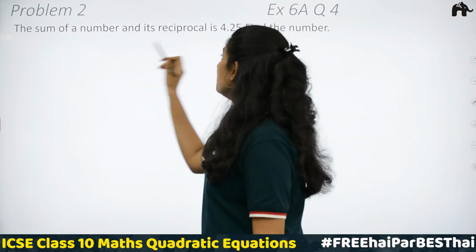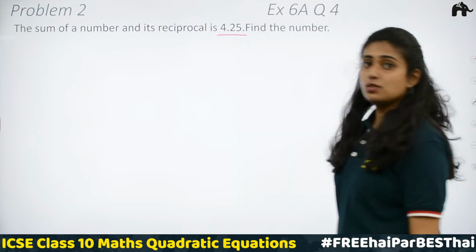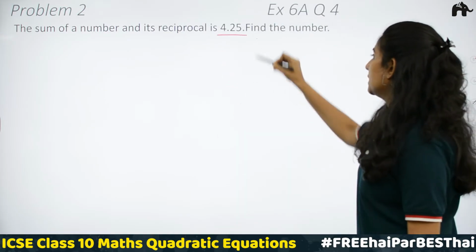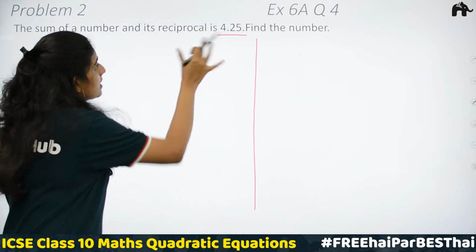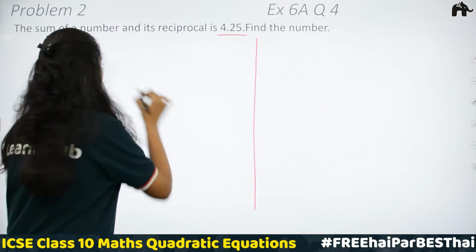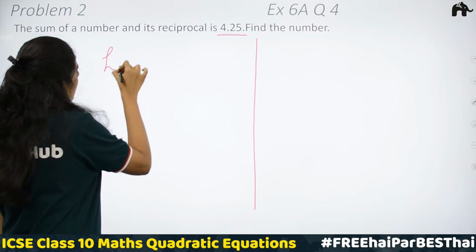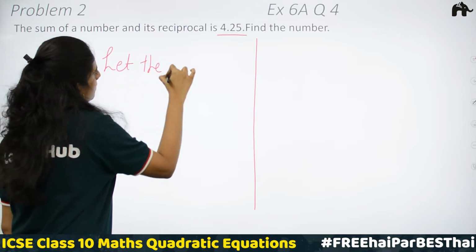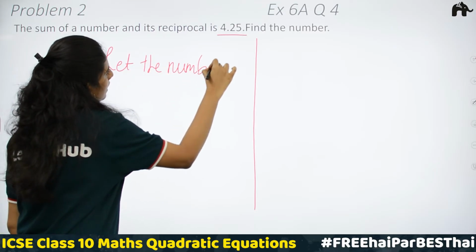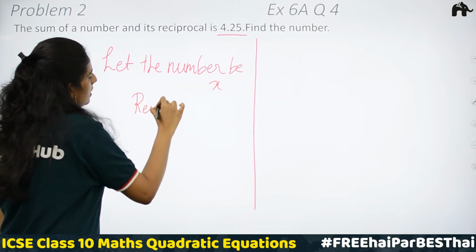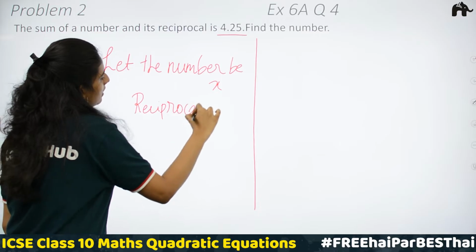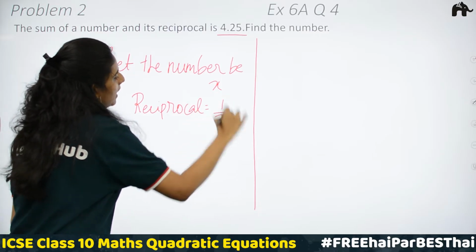Problem 2, question 4 of exercise 6a. The sum of a number and its reciprocal is 4.25. Find the number. Given that the sum of a number and its reciprocal is 4.25. Let the number be x. Then what is the reciprocal of this number? Reciprocal will be equal to 1 by x.